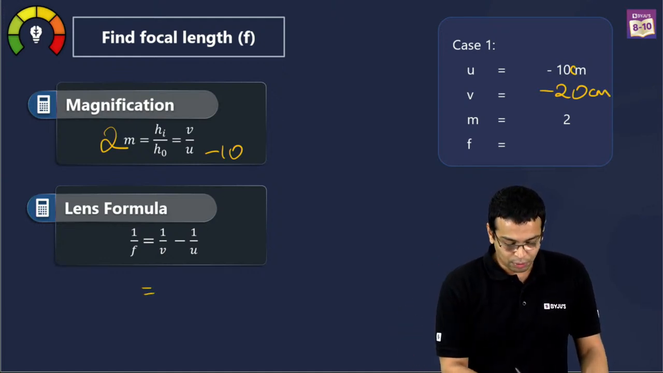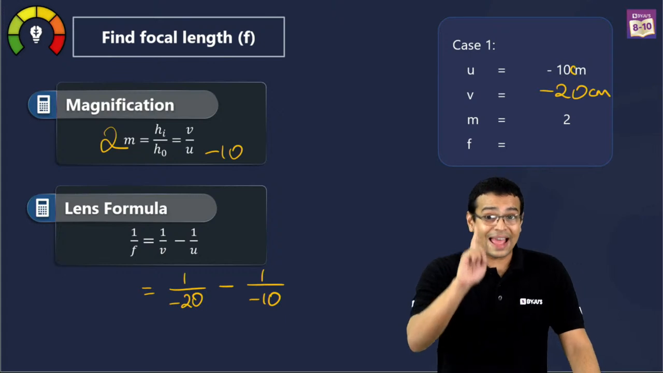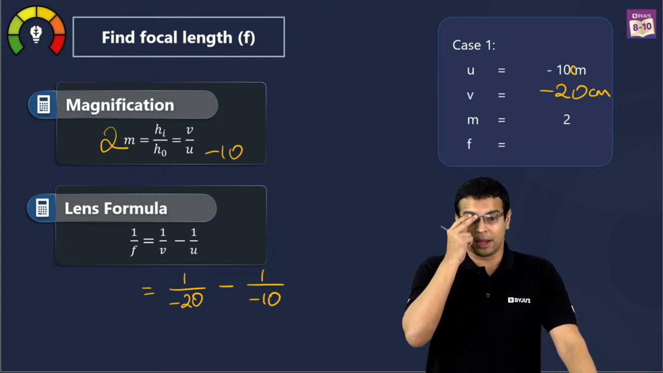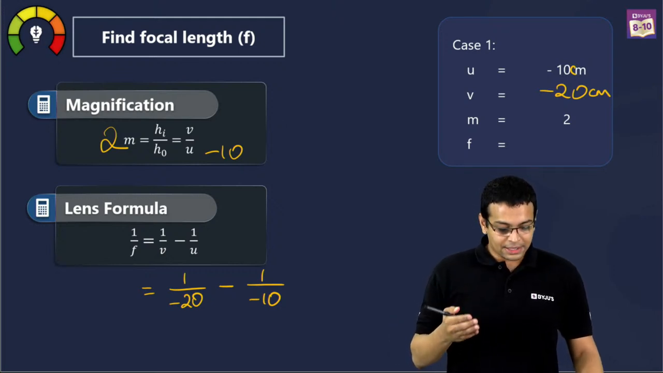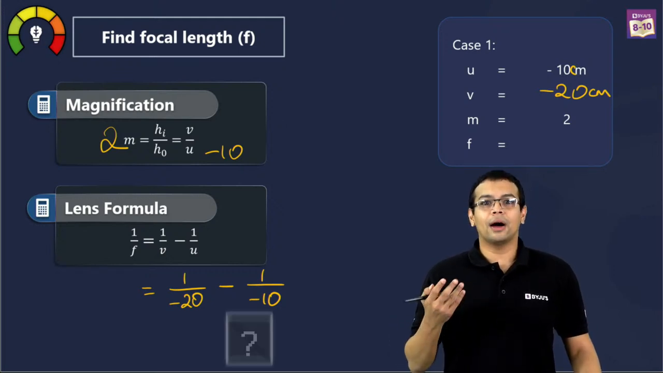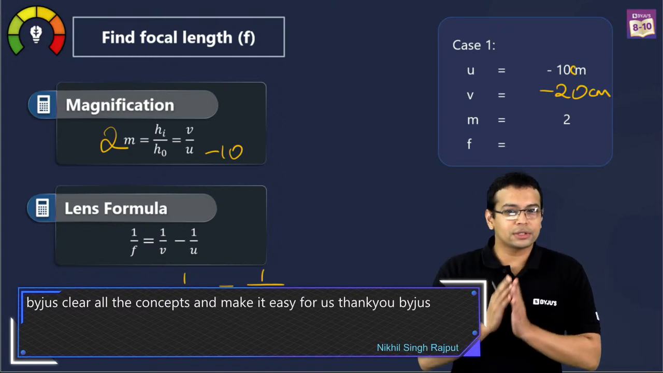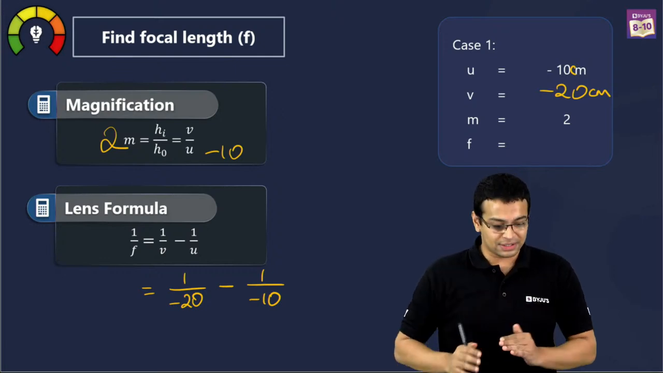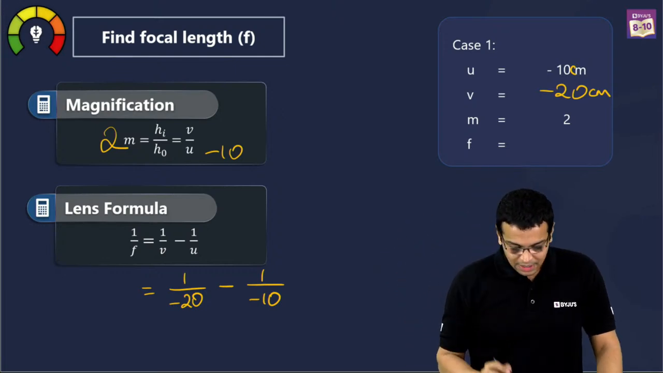1 over F is equal to 1 over negative 20 minus 1 over negative 10. Lens formula, not mirror formula. Remember where your positives and negatives are coming up, okay? Yes, negative, negative, negative, negative. Positive, Shreyas. It's 2 times negative 10. How will it be positive, right? Think about it. I'm going slow because these are the silly places where we will lose speed and traction. This is actually not as difficult as it's indicated on the chart out there, okay? What is this?